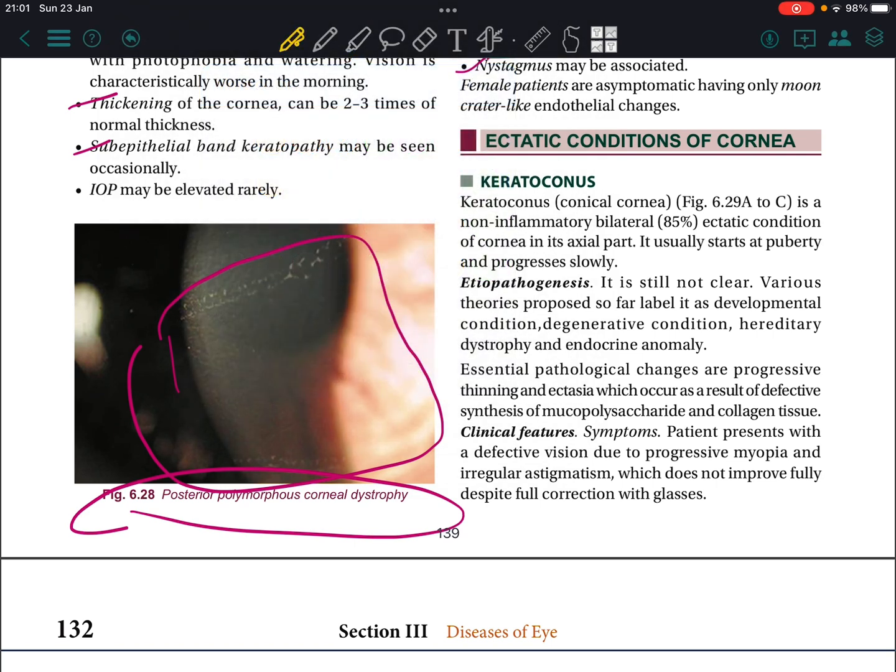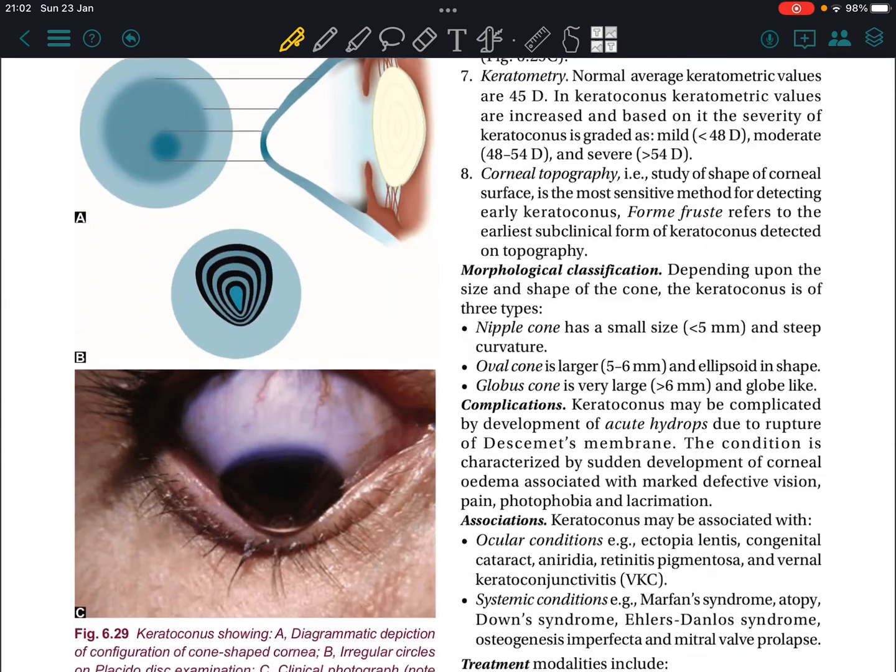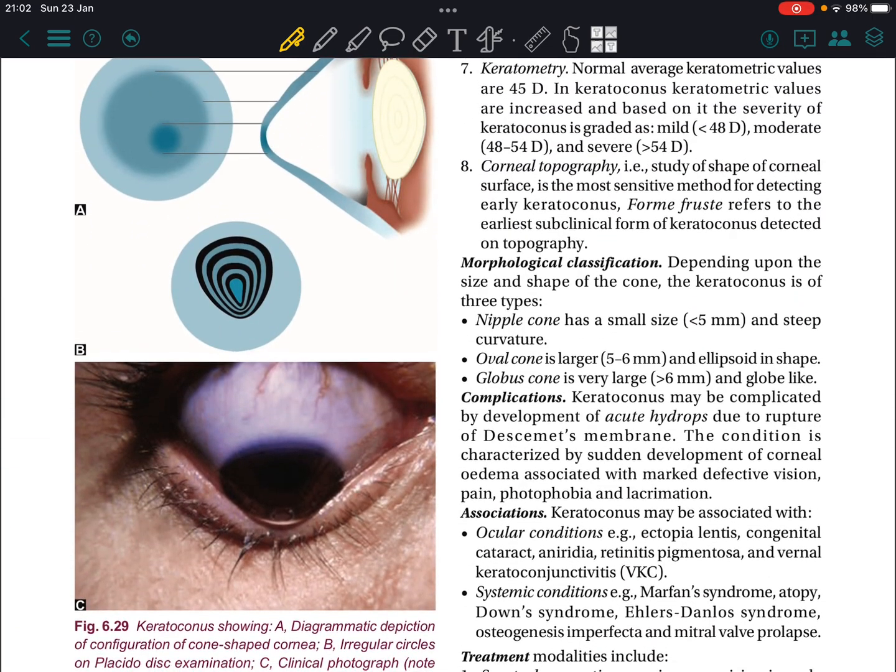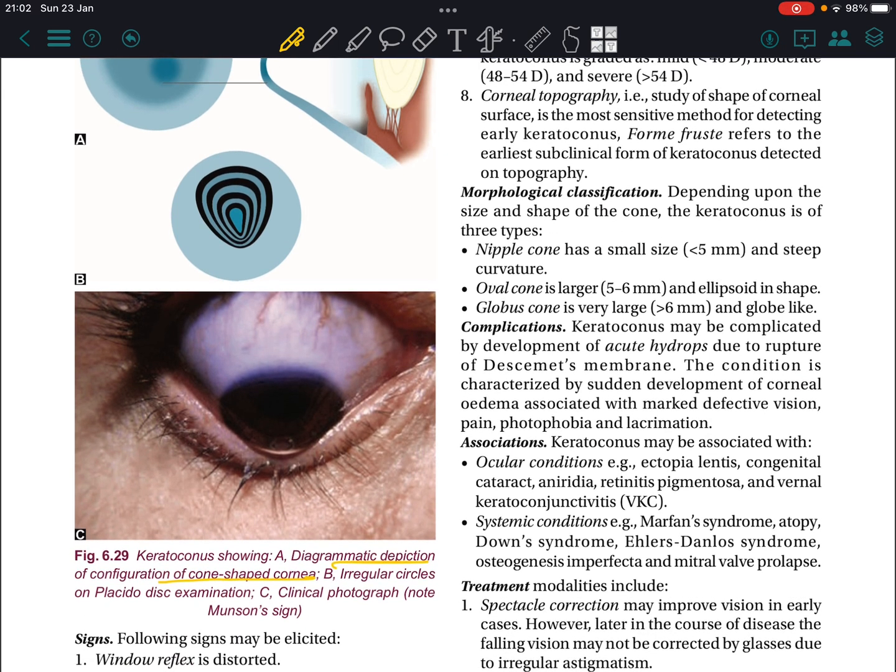Ectatic conditions of the cornea: keratoconus. Keratoconus is a non-inflammatory bilateral ectatic condition of the cornea in its axial part. It usually starts at puberty and progresses slowly. Keratoconus is shown here with a diagrammatic depiction of a cone-shaped cornea, irregular circles on Placido disc examination, and a clinical photograph showing Munson sign.